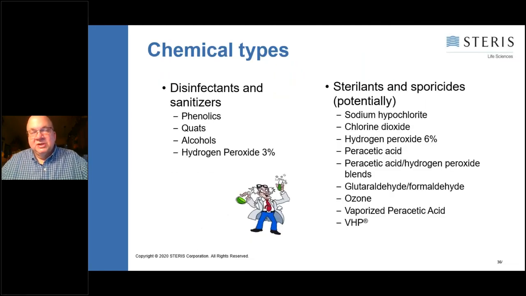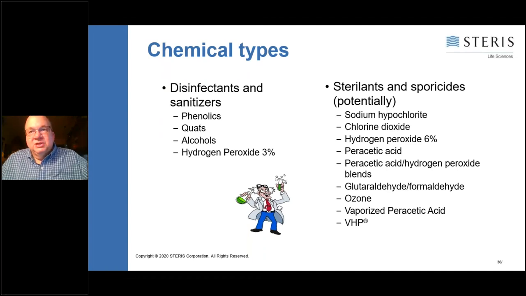So here's some of the most commonly used chemical types that I see out there. So for disinfectants, you have phenols, which have been around since about 1800. They come from carbolic acid and from creosote. So phenolic disinfectants, you have quaternary ammoniums, you have alcohols, and you have a low concentration of 3% H2O2.